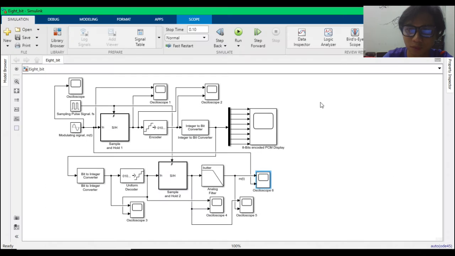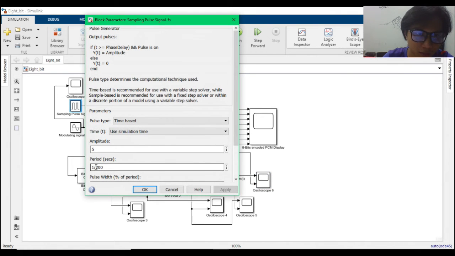Of course, part B and part C are also the same, but the difference is we change the value here. For part B we use 500, and for part C I think we use 50. So that's all for the simulation.